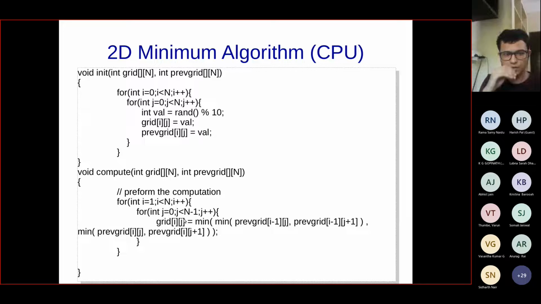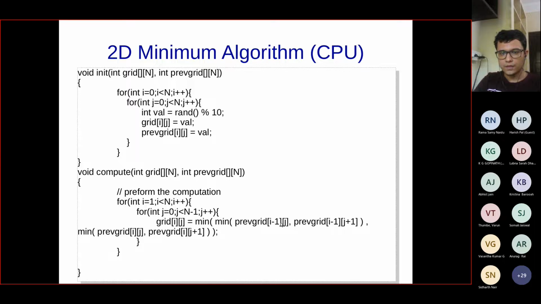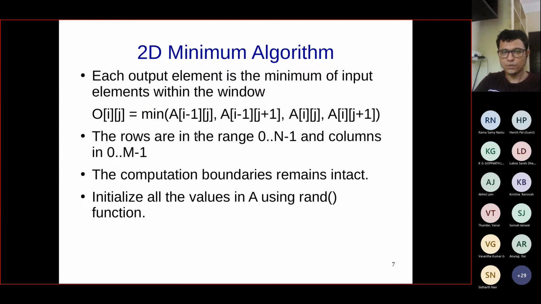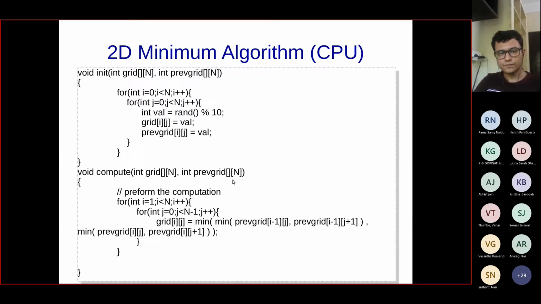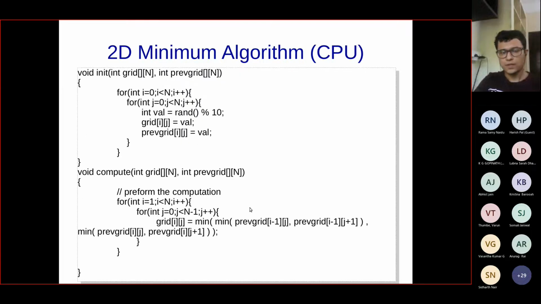Each output value stored in the output matrix, grid of i j, is calculated using our standard formula. This entire thing is the same as this one. So I hope this CPU code is clear. We are not doing much here. We are just using doubly nested loops and this formula to get the final result. Okay, so this is fine.